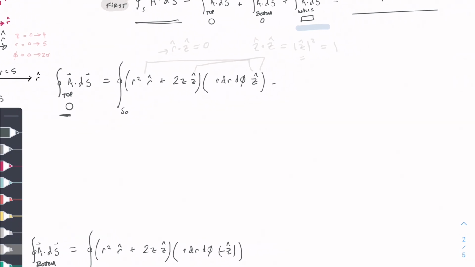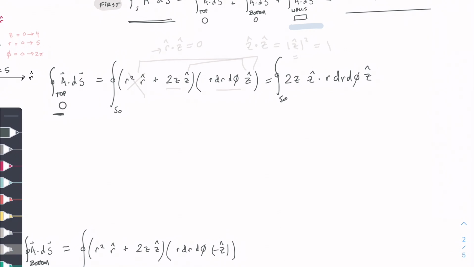So over here, we can cancel this first r dot z term. It's just going to go to 0. So we're just going to have these two multiplied by each other: 2z z hat multiplied by r dr d phi in the z hat direction.